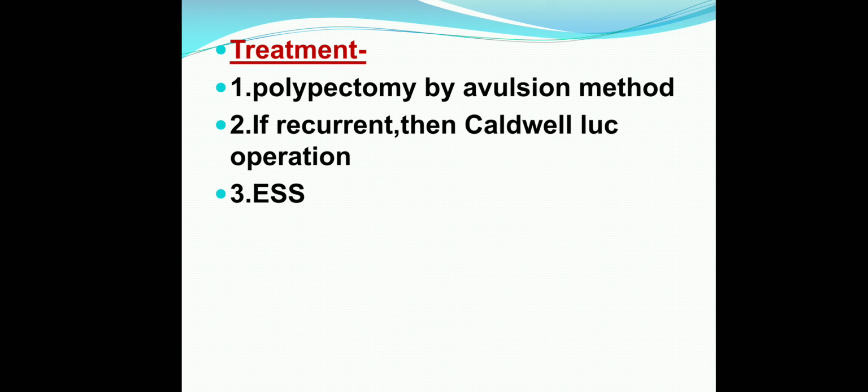So what are the treatment options for antrochoanal polyp? Treatment of antrochoanal polyp is polypectomy by avulsion method. If recurrent, Caldwell-Luc operation is done. However, the latest treatment is endoscopic sinus surgery. This is a diagram showing an antrochoanal polyp which has been removed. In this diagram, you can visualize the choanal part, the nasal part, and the nasopharyngeal part also.